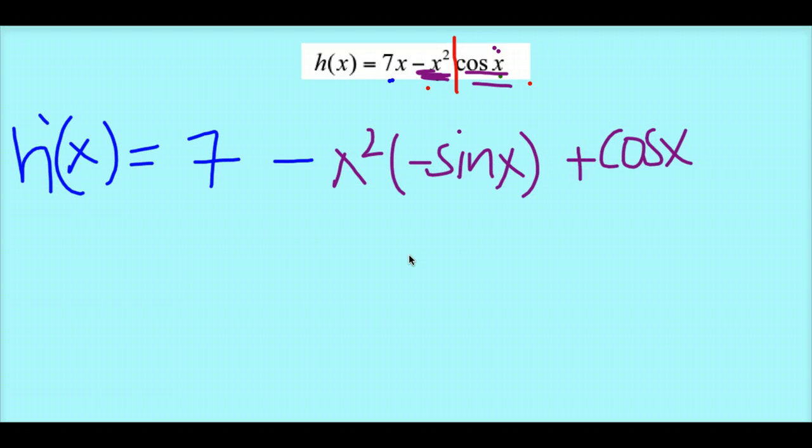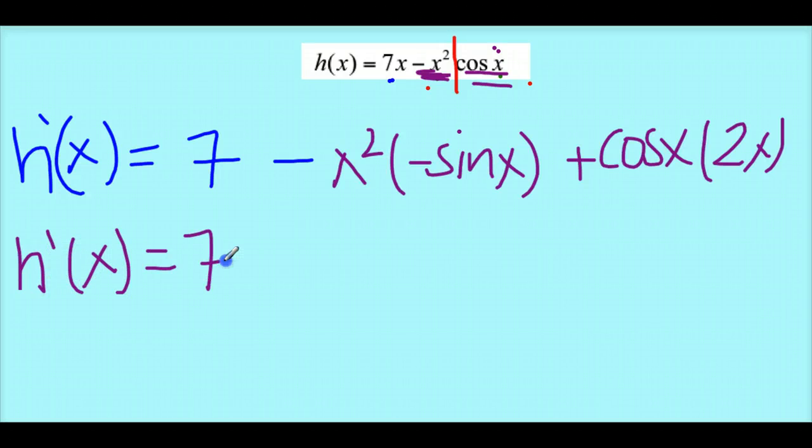And so if I continue this, we did the second term times the derivative of the first. Well, what's the derivative of x squared? Correct? The derivative should be 2x. So once again, I'm going to rewrite this so I can simplify, and I'm going to get h prime of x is equal to 7 minus, and a minus right here, give me a plus x squared sine of x. And right here, I'm going to move my 2x.